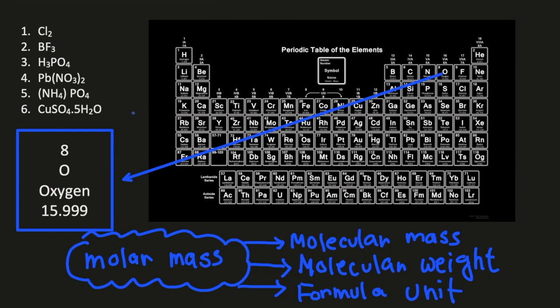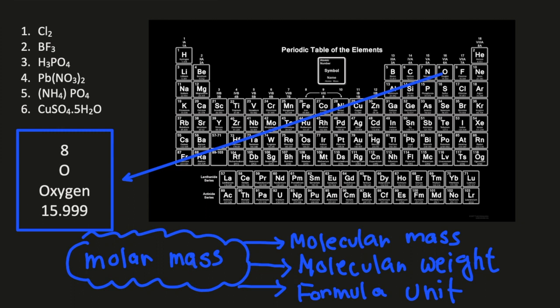So let's get started. The mass of 1 mole of a substance is known as molar mass. Molar mass is also known as molecular mass, molecular weight, formula unit. These are just other names for molar mass, but they mean the same thing.